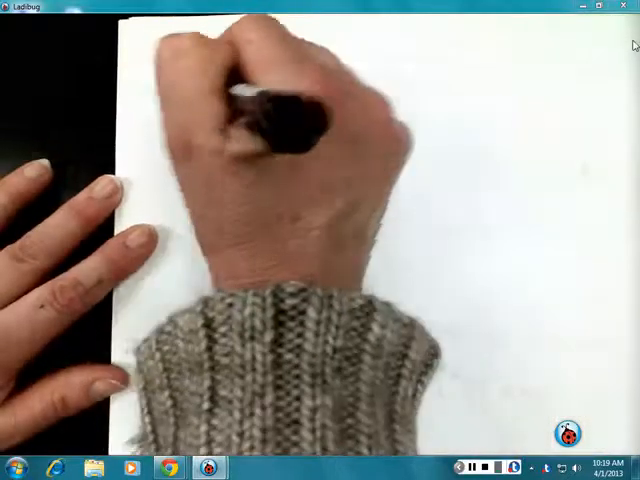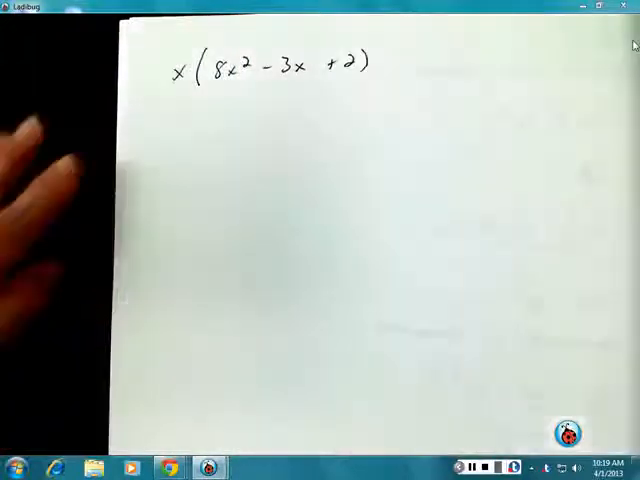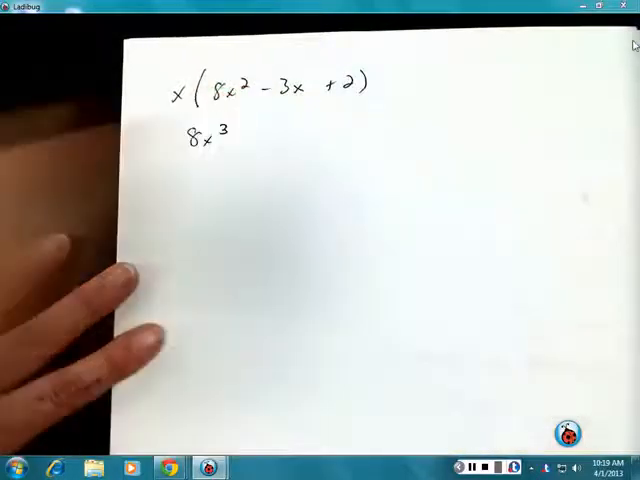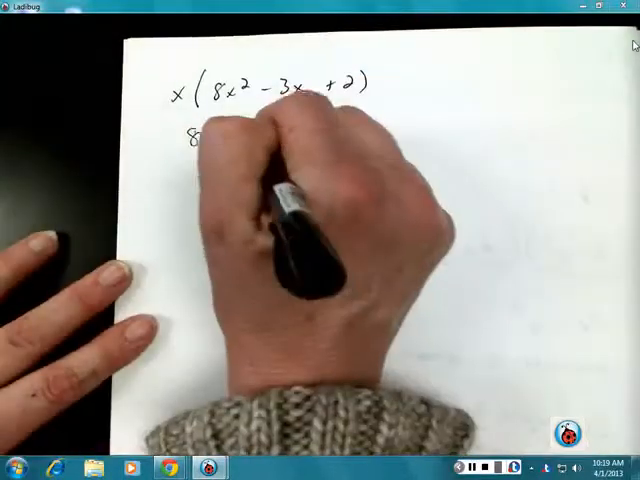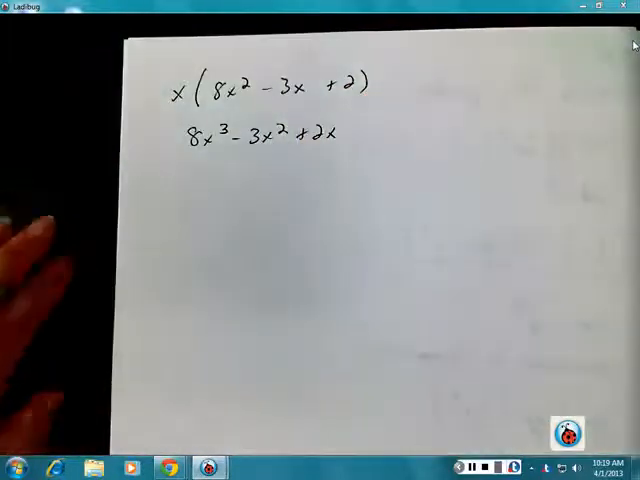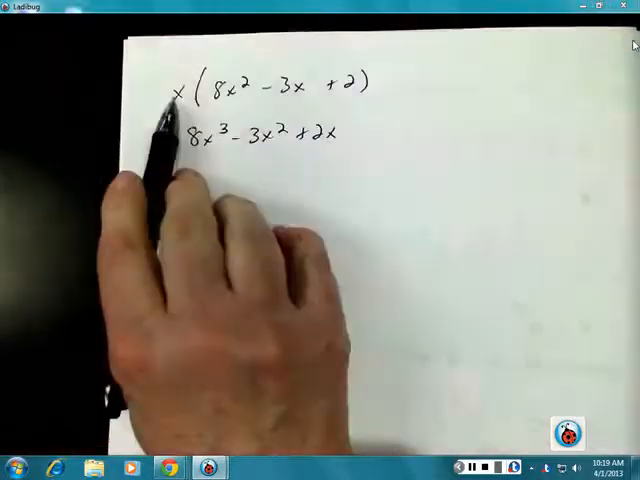x times 8x squared minus 3x plus 2. What do we get out of this one? 8x cubed, minus 3x squared, plus 2x. Yep.